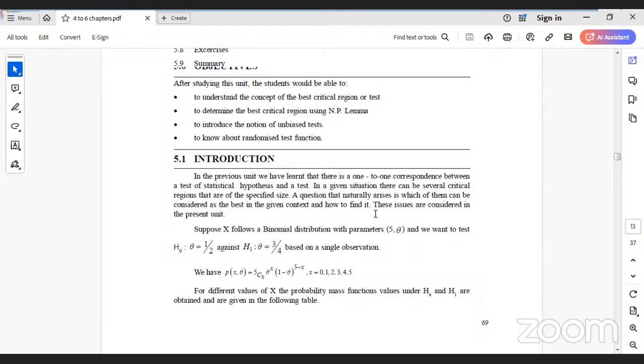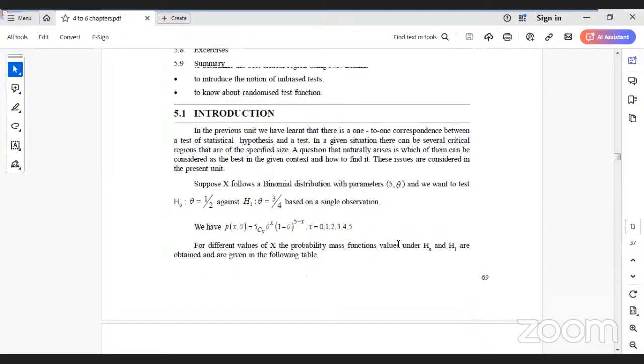So in this unit, suppose X follows a binomial distribution with parameters n, theta. We take the null hypothesis H0: theta = 1/2 against the alternative H1: theta = 3/4, based on a single observation. Taking the binomial distribution with n and theta, we test H0: theta = 1/2 against H1: theta = 3/4.